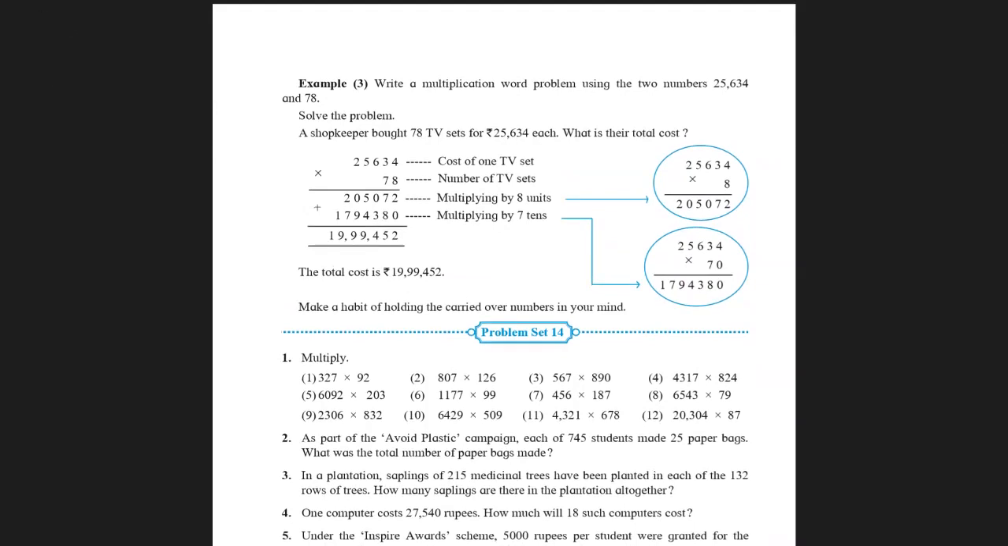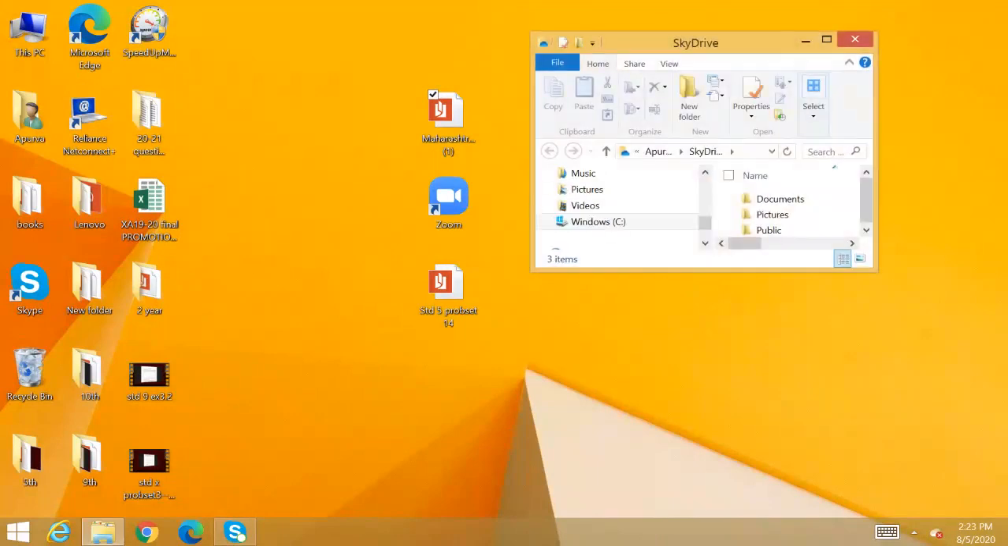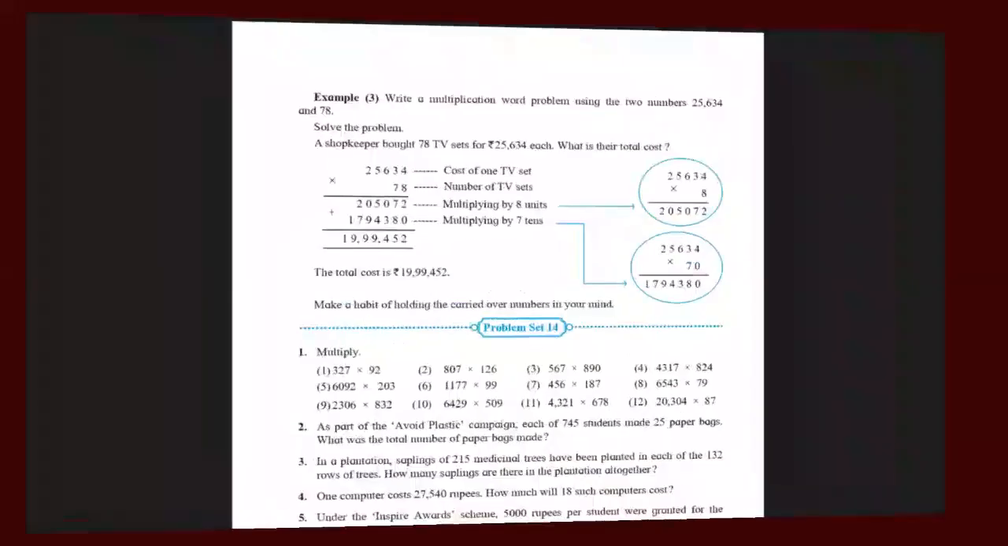Now problem set 14. You have 12 sums which are given and you have to just multiply it. I'll show you few sums how to do it. I have solved all the 12 sums. You can go through it and I'll explain to you few sums which I think maybe you will find difficult. Okay. So we start with the first question.